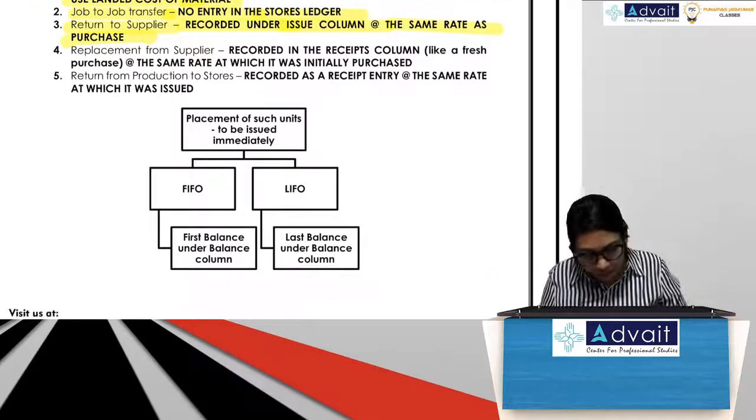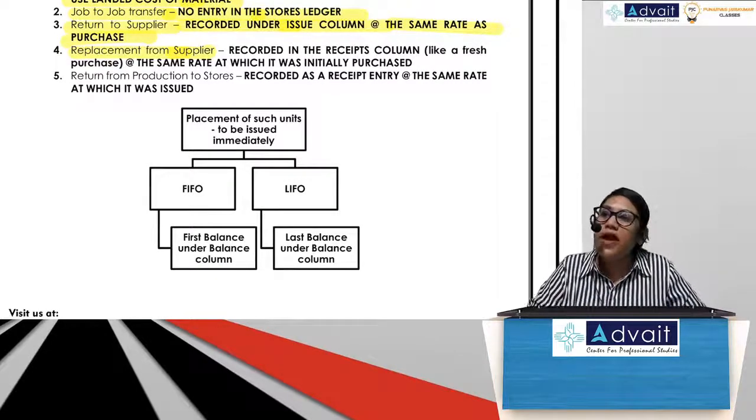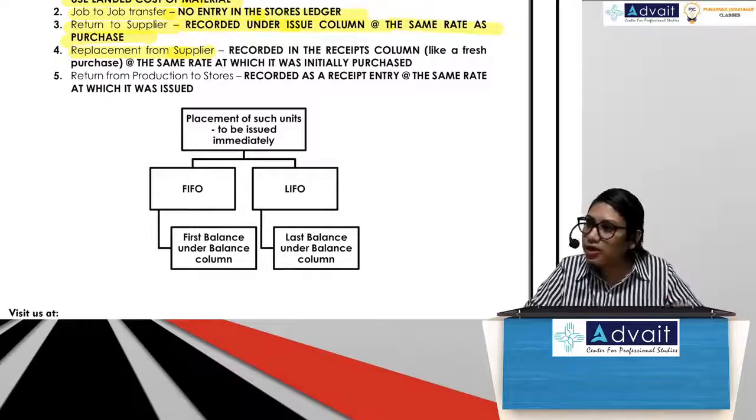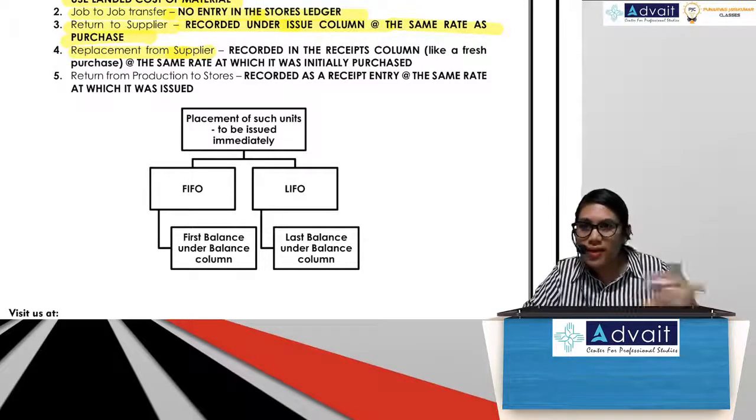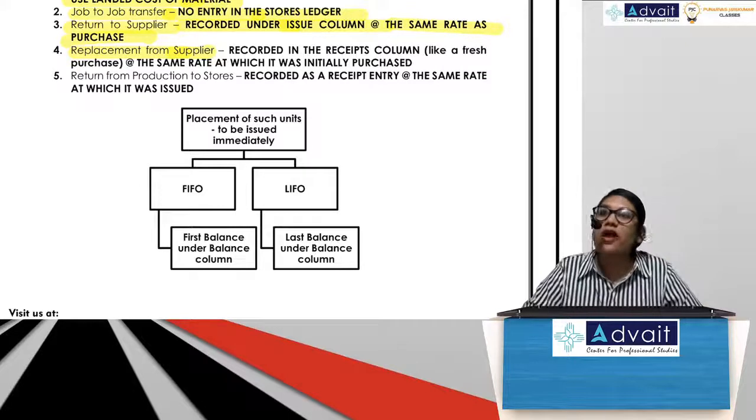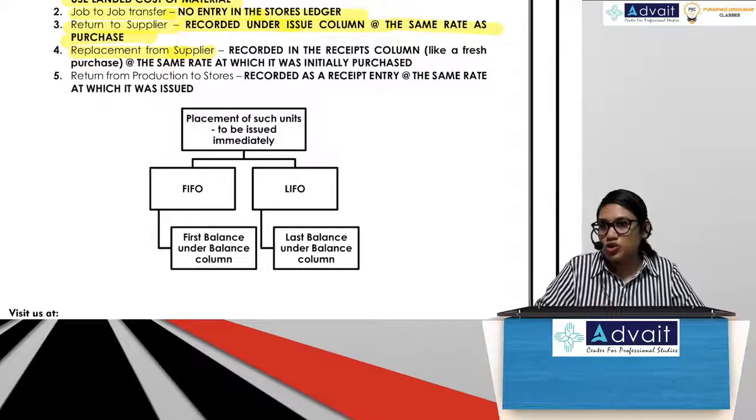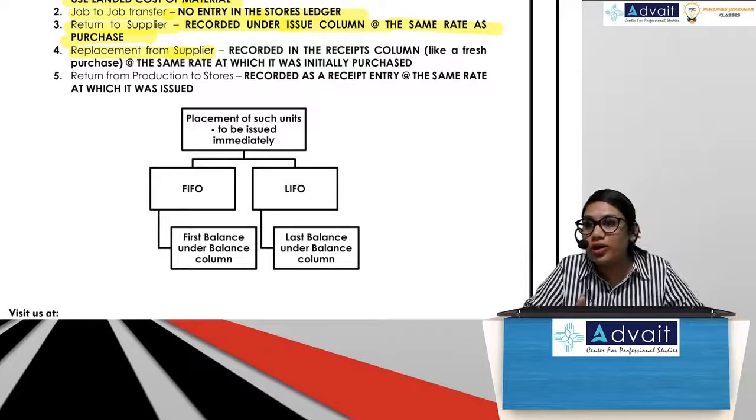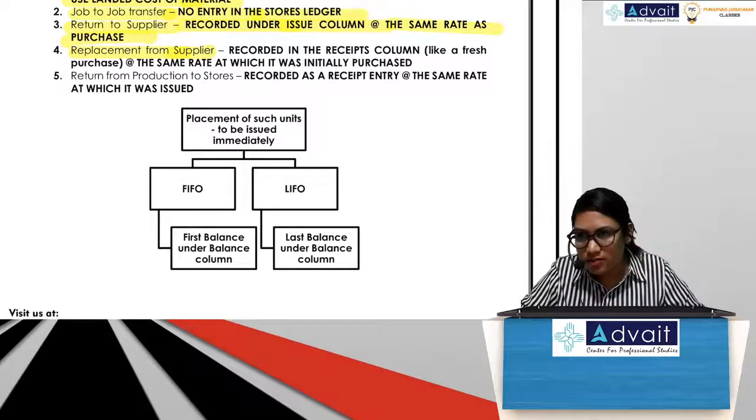Okay. Next. Now let's say the supplier gives you a replacement. You return this material, so now the supplier has to give you a replacement for this material. So the supplier has given you a replacement. Now where will you record it? It's a replacement, so it's coming into the stores. So you will record it under the receipts column. But at what rate will you record it? At the same rate at which you earlier purchased it.